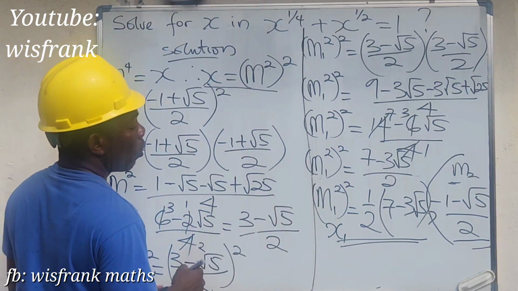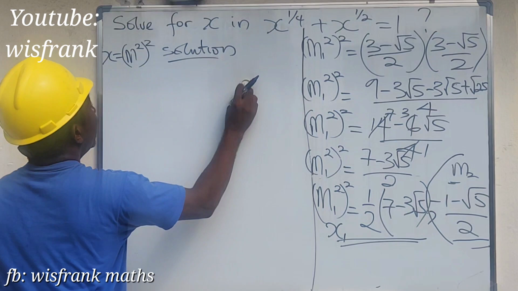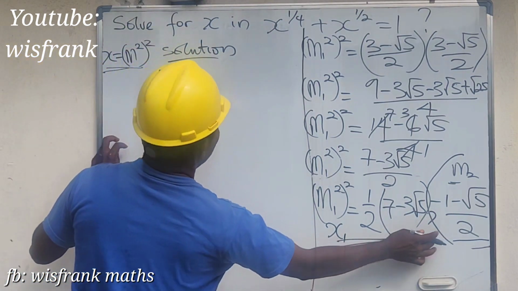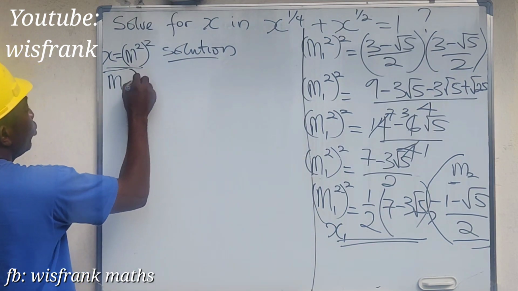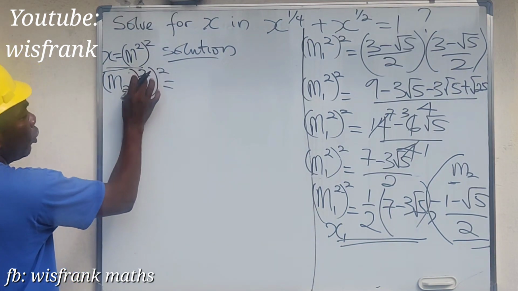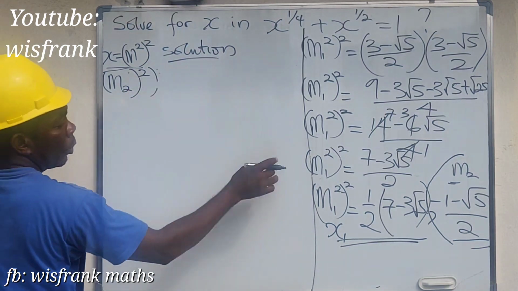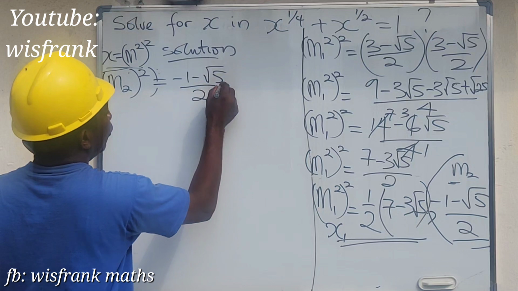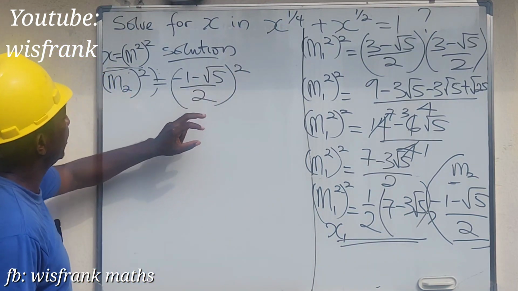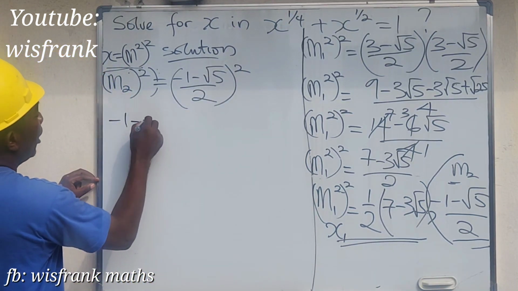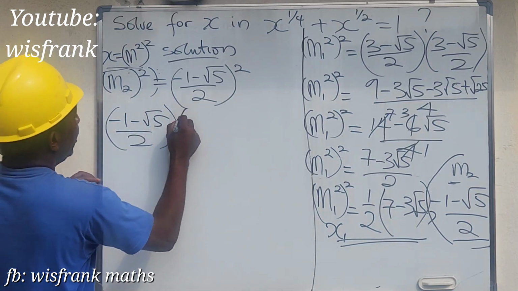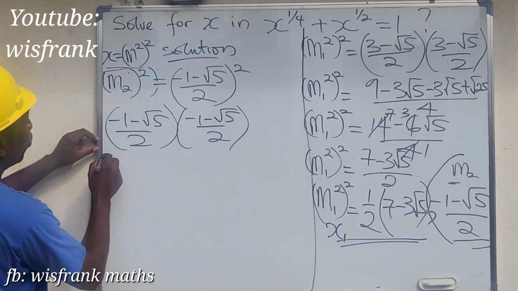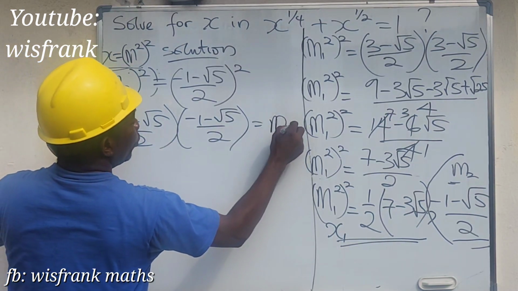So in that case, we are going to work on the second one. So we need to clean this. So this is what we are working on. For the second one, we have m2 squared, which will be equal to minus 1 minus root 5 all over 2, squared. So we need to expand this. This will become minus 1 minus root 5 all over 2, then into minus 1 minus root 5 all over 2. So expanding this will give us m2 squared.